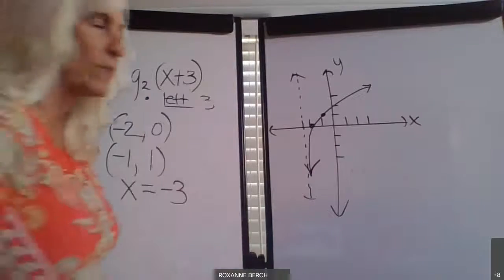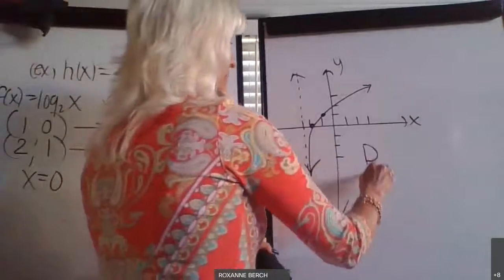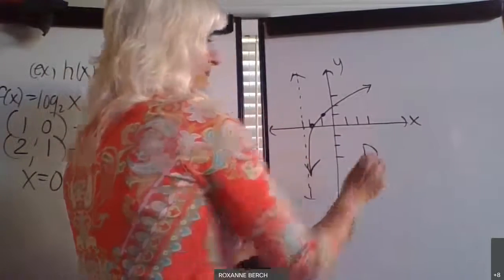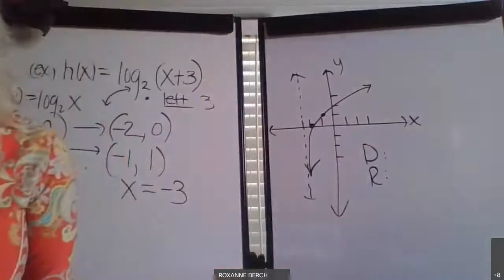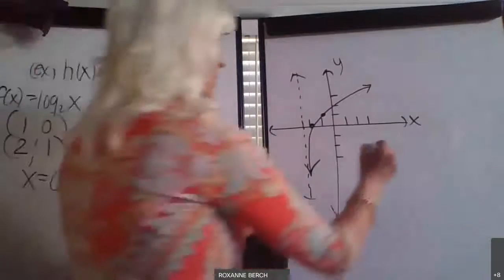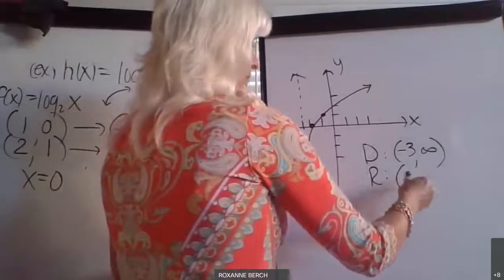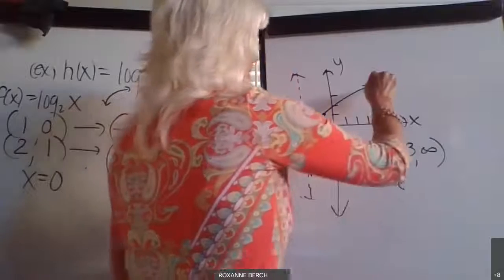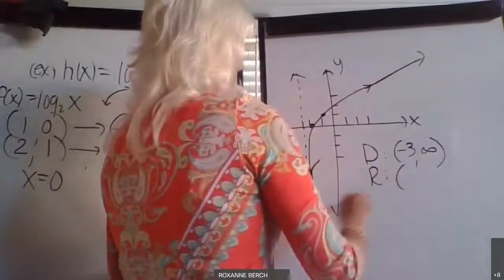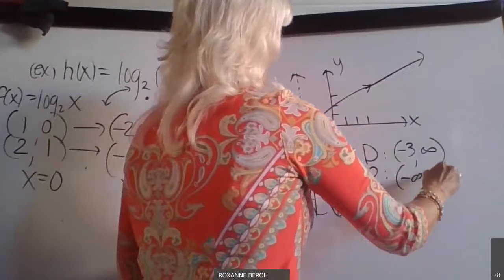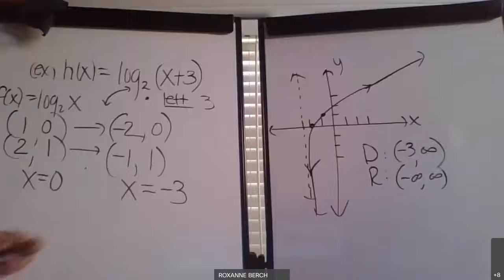All right, go ahead and tell me, what's the domain? Negative 3 to infinity. Open on negative 3 to the right forever. What's the range? Negative infinity to infinity. Forever up and down. They're going to ask for the domain and range, so make sure you know what you're doing.